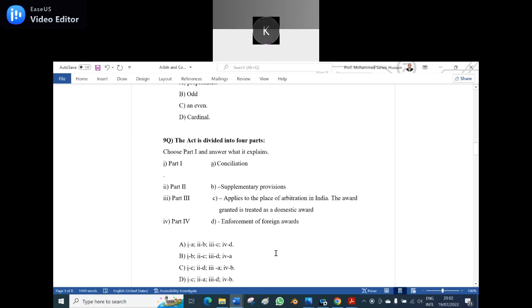I think option A is the correct answer. Wrong.